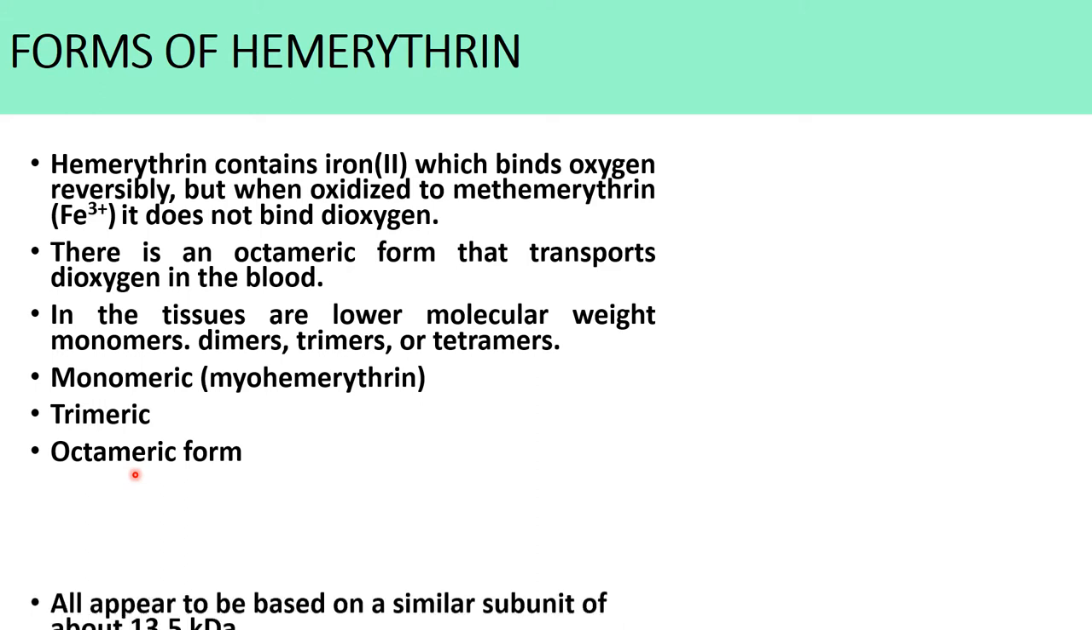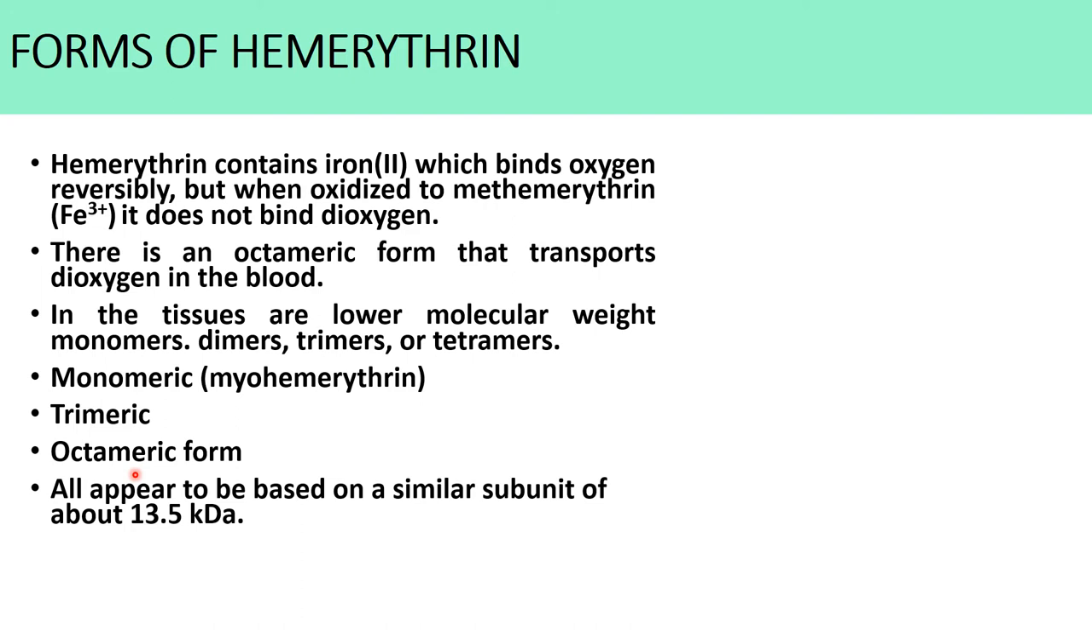The octameric form consists of 8 subunits, very similar in quaternary structure to myohemerythrin, which is the best dioxygen carrier in the blood. All appear to be based on a similar subunit of about 13.5 kilodaltons.